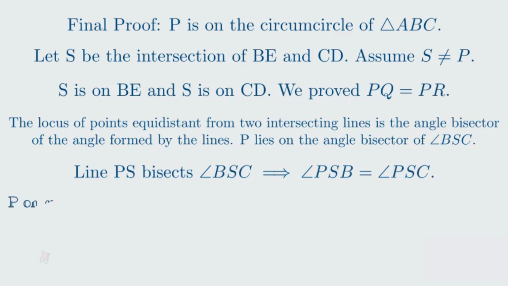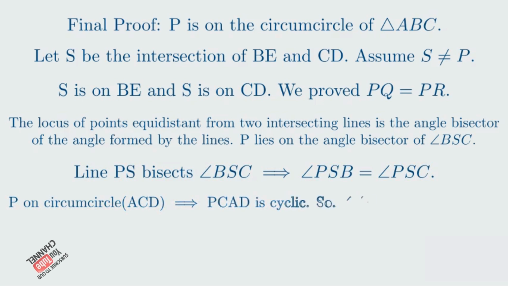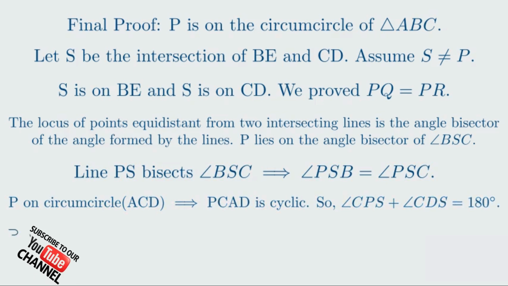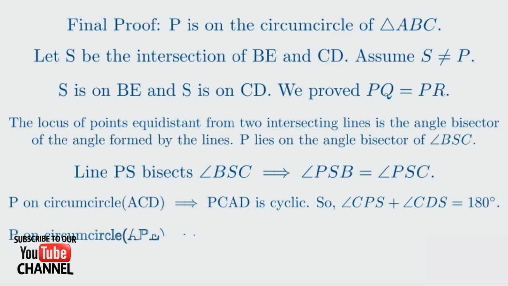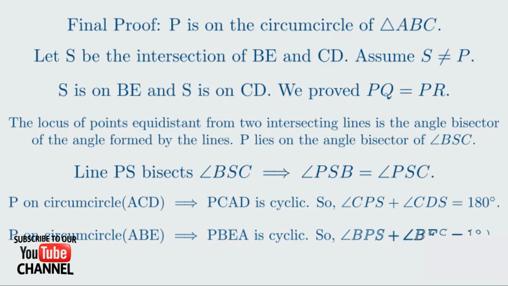Now let's use our cyclic quadrilateral properties. Because P lies on the circumcircle of triangle ACD, the quadrilateral PCSD is cyclic. Its opposite angles are supplementary. So angle CPS plus angle CDS must equal 180 degrees. Similarly, because P lies on the circumcircle of triangle ABE, the quadrilateral PBSE is also cyclic. Therefore, angle BPS plus angle BES must equal 180 degrees.